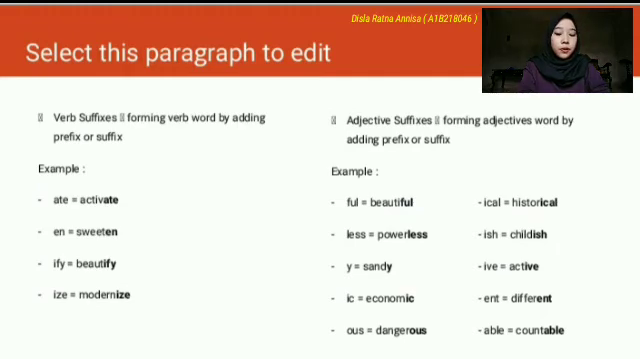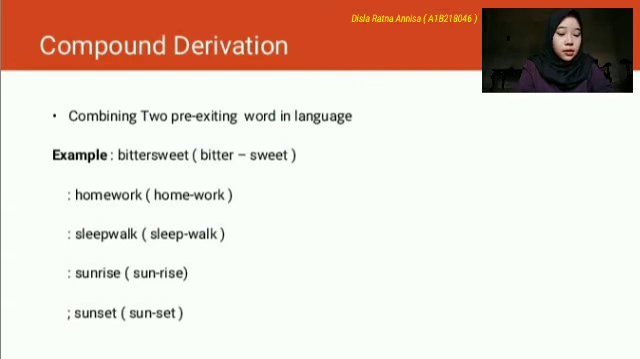And now let us move on to compound derivation. Compound derivation is a process of combining two pre-existing words in a language. So it means that there are two pre-existing words that combine together. It's called compound derivation. For example, bittersweet, homework, sleepwalk, sunrise, and also sunset.